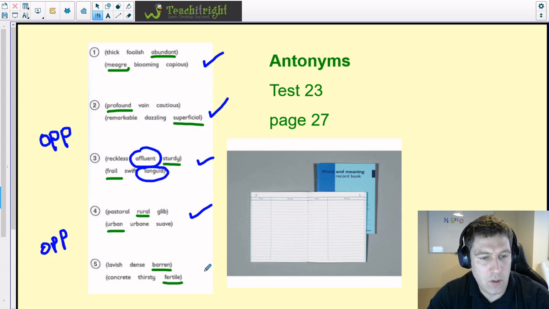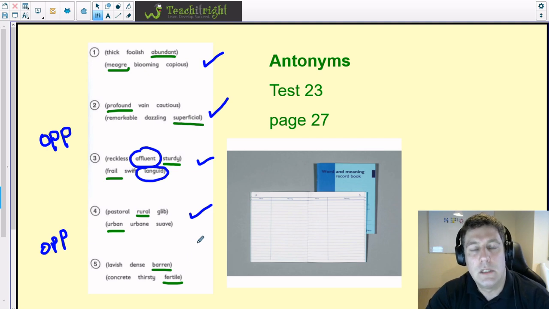Number 5, we've got lavish, dense, barren, concrete, thirsty and fertile. We often describe land as being barren or fertile, fertile meaning that it's rich and has lots of nutrients, so it makes things grow, whereas barren you might think of as more sandy land that doesn't make things grow so well. So well done if you got that one right, barren and fertile.